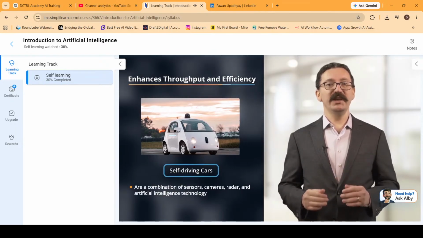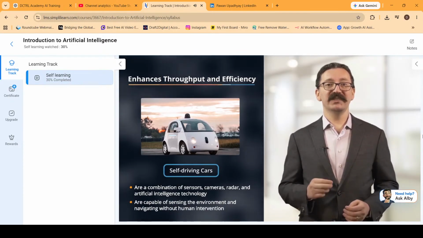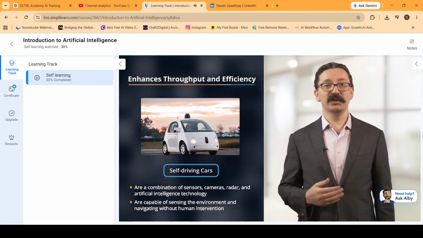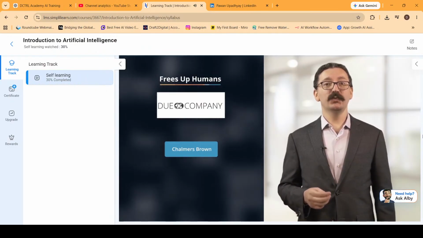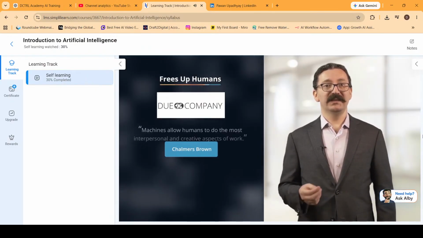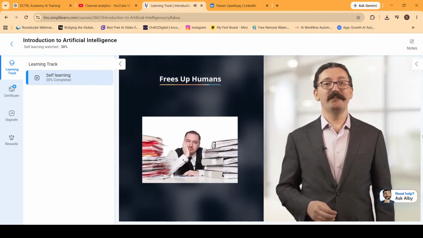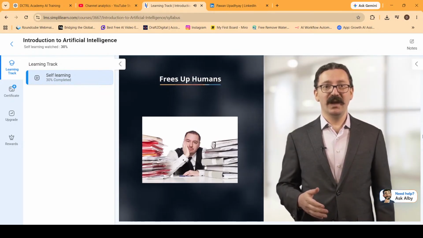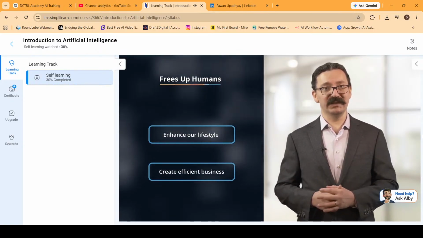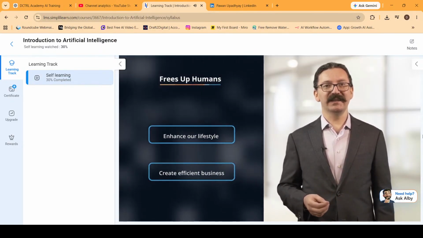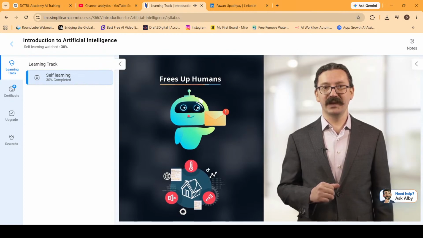Self-driving cars have a combination of sensors, cameras, radars, and artificial intelligence technology, and they're capable of sensing the environment and navigating without any human intervention. As per Chalmers Brown from Duke, machines can do that, so this is where AI can provide a true benefit. These allow us to do the more interpersonal creative aspects of work. Humans are not best served by doing tedious tasks. The rise of AI in our society will enhance our lifestyle and create more efficient businesses. Some of the mundane tasks like answering emails and data entry will be done by intelligent assistants.